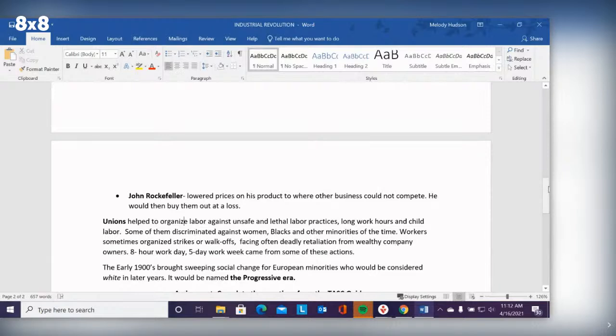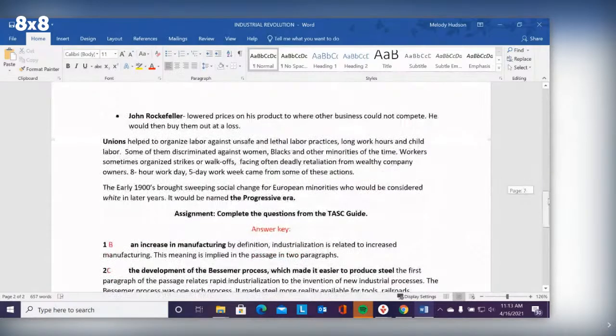Then, as you get to the end of this period, the early 1900s brought sweeping social change for European minorities who would be considered white in later years. It became the Progressive Era. However, for people of color, they weren't the beneficiaries of these changes. So that is really it.